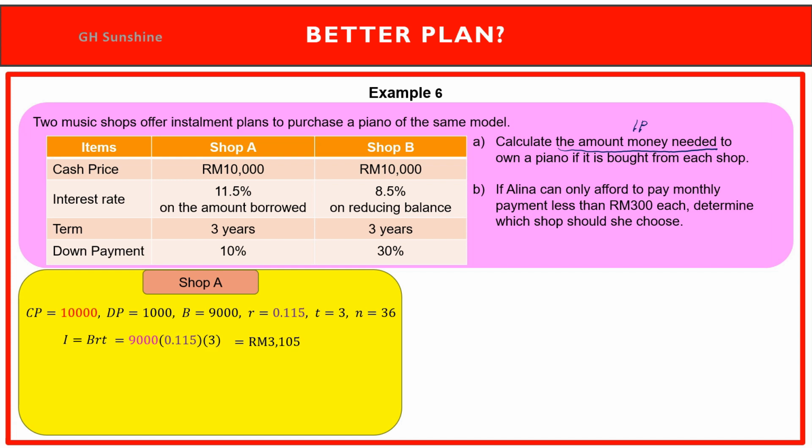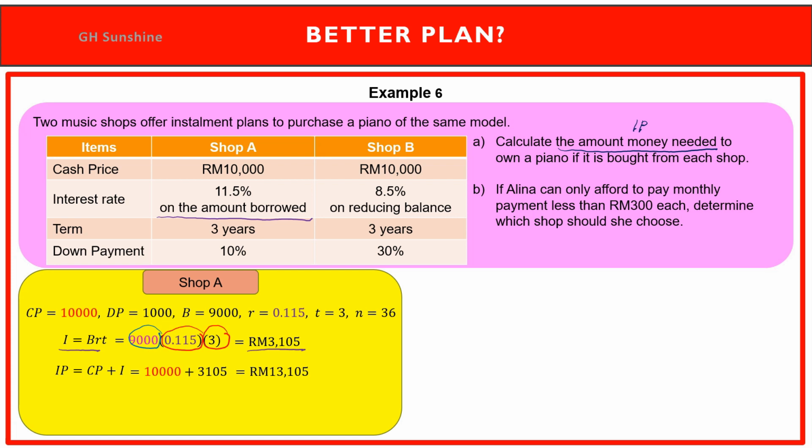Look at here, I equal to PRT. Why we choose this formula? Look at this statement, 11.5% on the amount borrowed. Therefore, we will use flat rate method. So, substitute all the values here. Balance 9,000, interest rate 0.115, then the term equal to 3. So at the end, the interest amount equal to RM3105. Next, calculate the installment price.